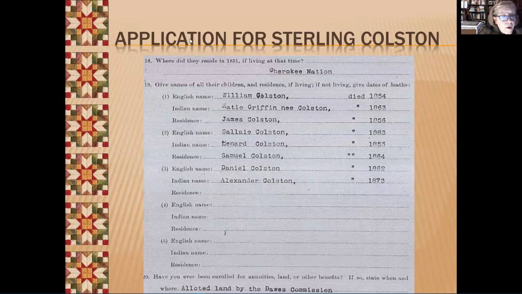And then this is the name of his father's. Remember, he's applying through his father. This is his father's brothers and sisters, and when they died. So right there, there's all of his aunts and uncles. And then it says, have you been enrolled by land or other benefits? And he said, I've received land on the Dawes rolls, which he should have.